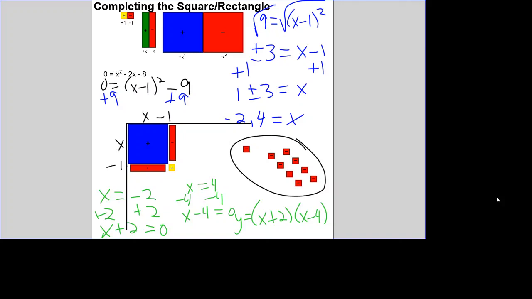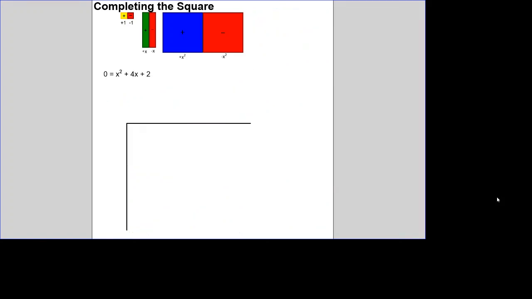This could come in handy in several situations. Working backwards from the roots is quite often how we deal with bigger polynomials. Let's try another one. x squared plus 4x plus 2. You could try to pause it here and do it on your own. I'm going to go over it in just a minute.